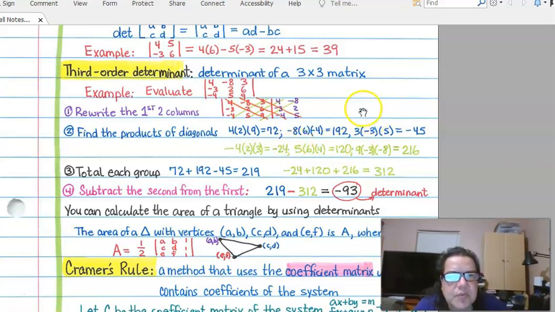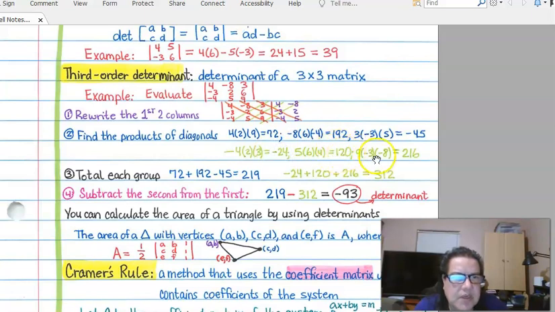So total each group. The first time when I did this, I got 72, 192, and the negative 45, that gives me 219, right? And the second group here gave me negative 24, 120, and 216. So I totaled those three, and I got 312. Now, you subtract the second one from the first total.